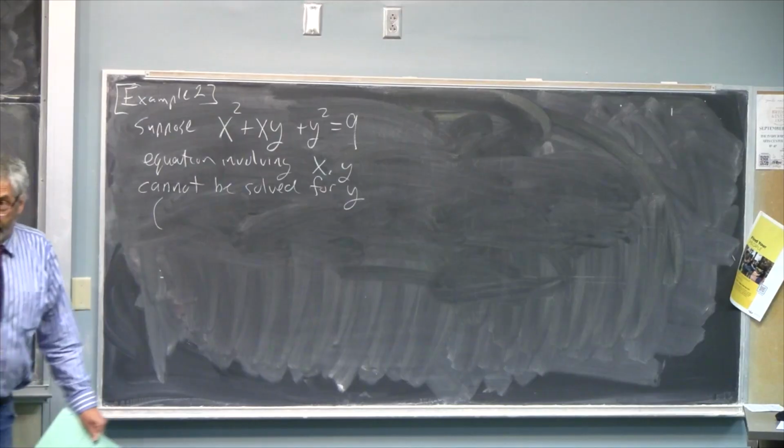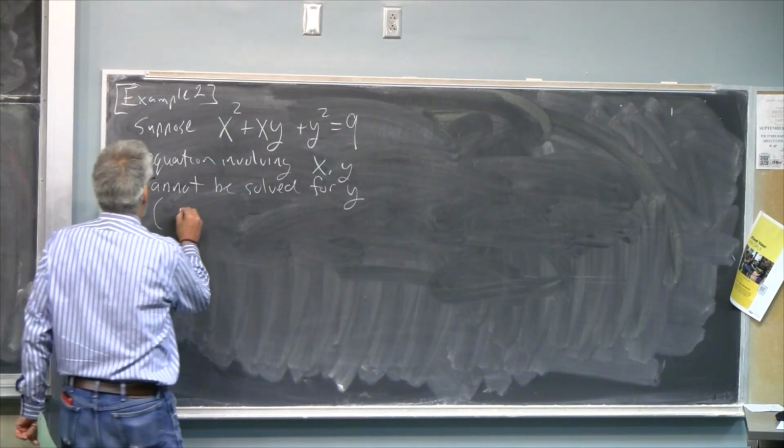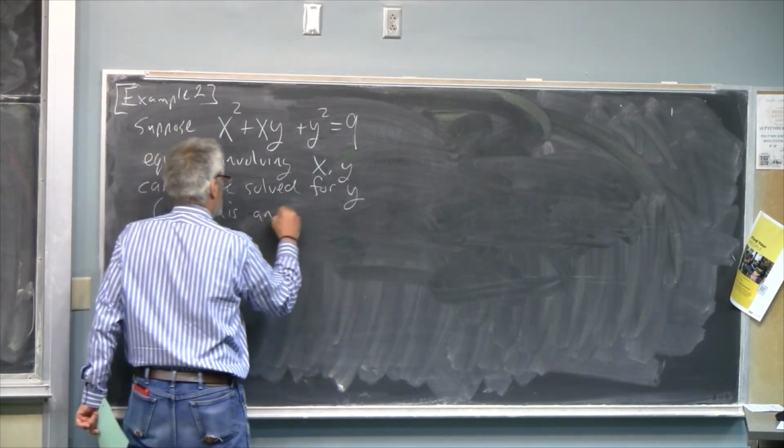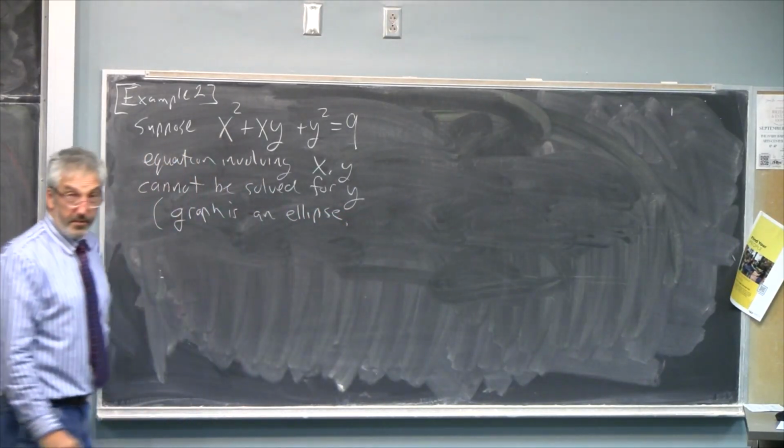The graph of this, I'm sure you remember from high school, is an ellipse. So it fails the vertical line test.